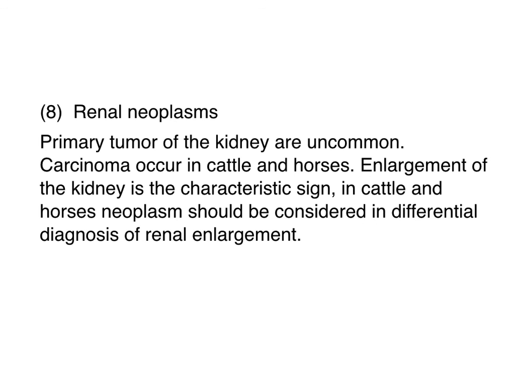The last condition we may see in the kidney is renal neoplasms, the tumors. Primary tumors of the kidney are uncommon, but carcinoma can occur in cattle and horses. Enlargement of the kidney is the characteristic sign in cattle and horses. Neoplasm should be considered in the differential diagnosis of renal enlargement.